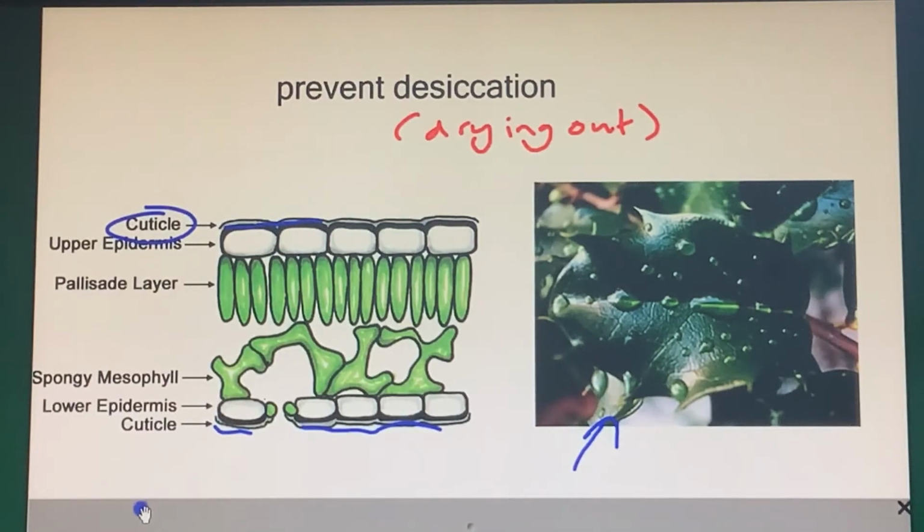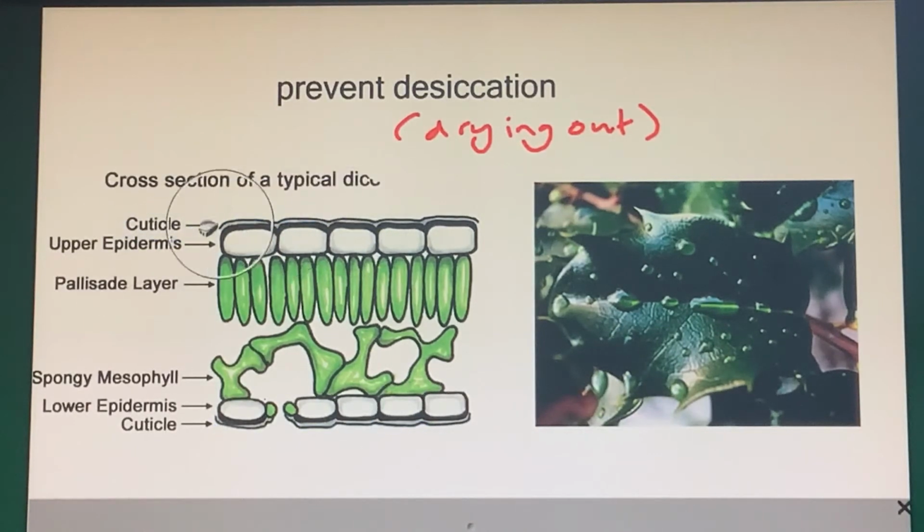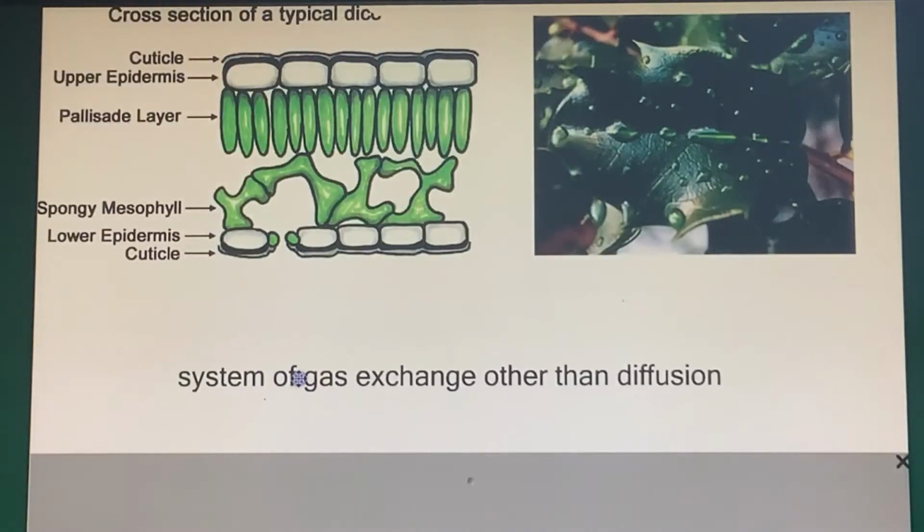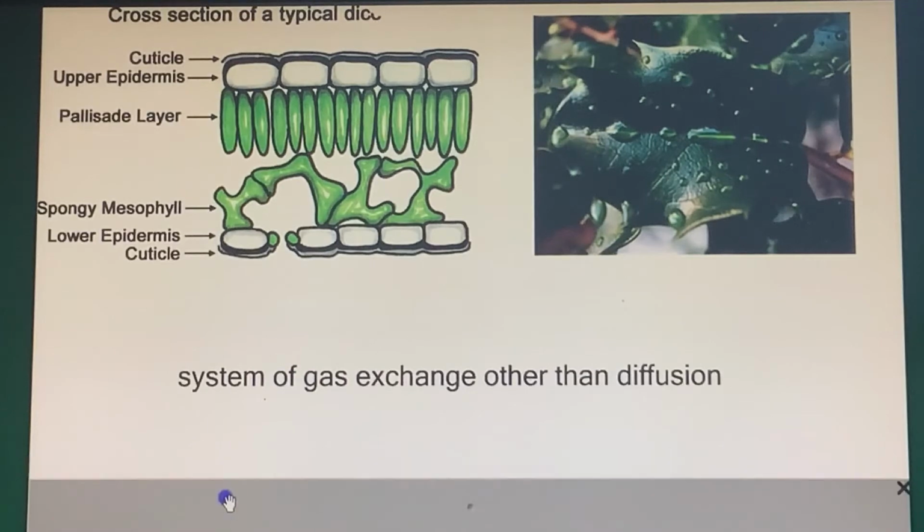Again, living in water, this is not a problem. But when you move onto land, drying out is a real problem. So we need to prevent desiccation. And plants evolved a waxy cuticle to solve this problem. Now, interestingly, in the solving of one problem, we actually created another problem. How are we going to get gases in and out of the cell? What do we mean? Hold on. We need a system of gas exchange other than diffusion.